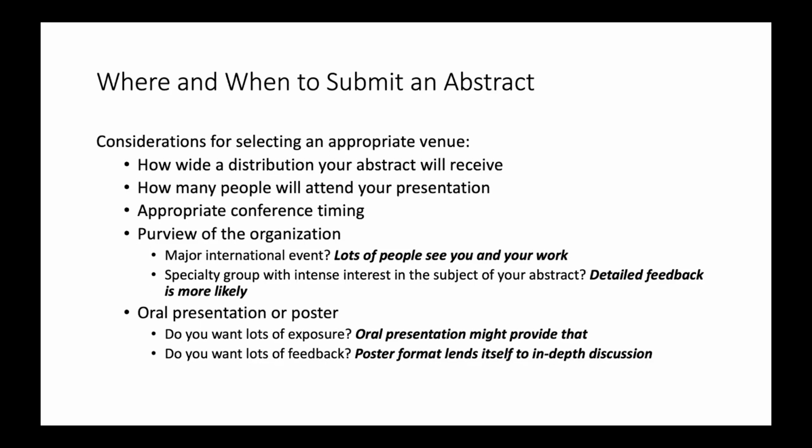Another element of writing an abstract is how you want to make the presentation. If you want lots of exposure, an oral presentation is good. But if you want lots of feedback, a poster lends itself to that, especially if you're in a conference where it really is the physical poster on the wall and you have people standing there talking with you for quite a while. So it's important to think about all of those factors. And then a final thing is your abstract or extended abstract or conference paper will sit in the literature somewhere. And you want to make sure that it's easy for the right people to find.